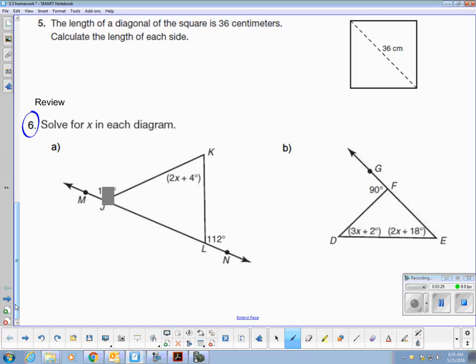Number 6, I need an equation to help me to find x. What I do know is that the measure of all three angles in a triangle equal 180 degrees. And I can find the measure of this first angle, and the way that I can do that is that I notice that together these two angles equal 180 degrees. So to find this missing angle right here, I'm going to take 180 degrees and subtract 132 degrees.